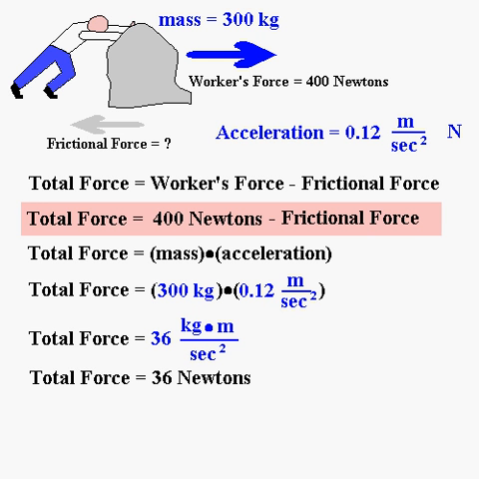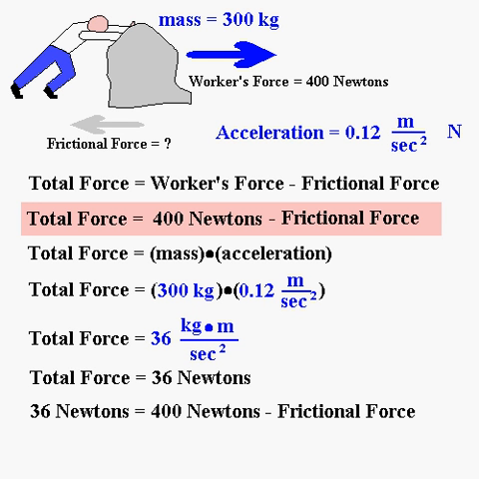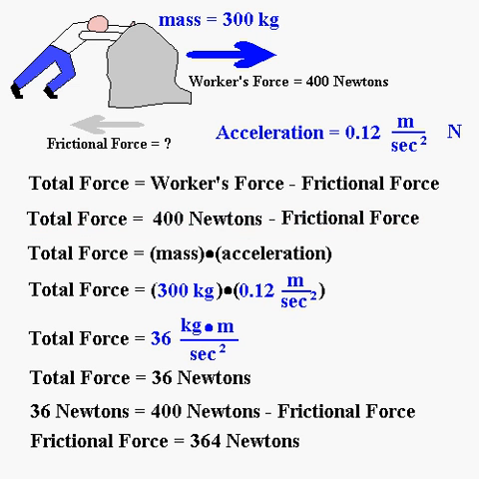So if we take this 36 newtons, we know that's the total force, and we put it into that equation, we find out that 36 newtons is 400 newtons minus the frictional force. So in the end, what does the frictional force have to be to make this equation work? Well, if the frictional force was 364 newtons, then 400 minus 364 would be 36. So that tells us that the frictional force is 364 newtons. What's the direction of the frictional force? Well, it opposes the motion, right? The motion is towards the north. Friction opposes the motion. So the frictional force is 364 newtons to the south.